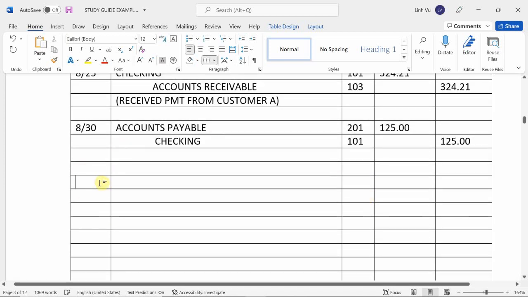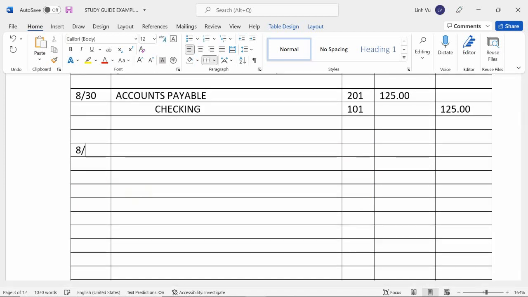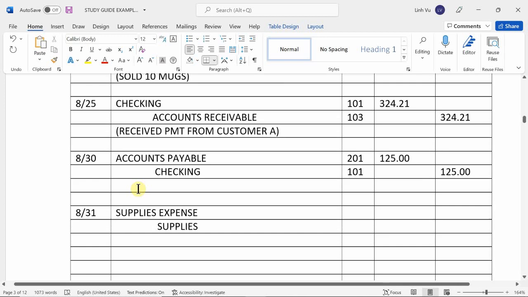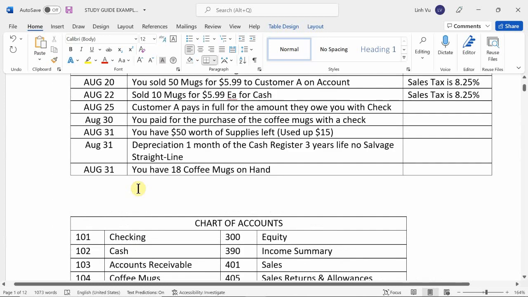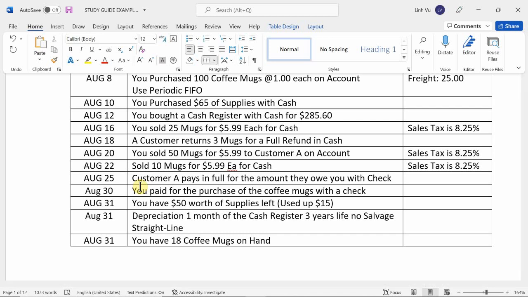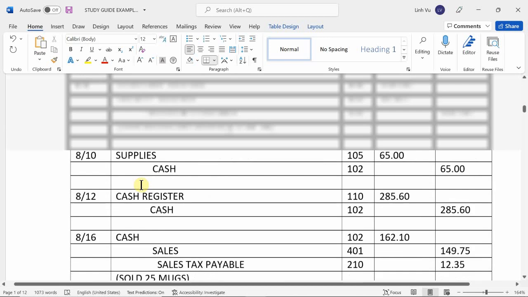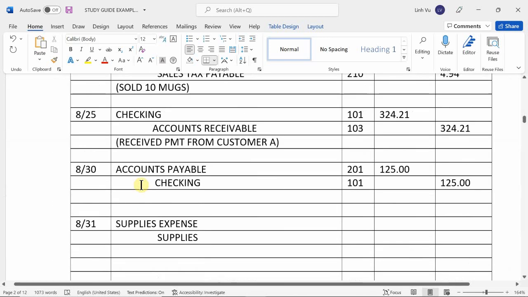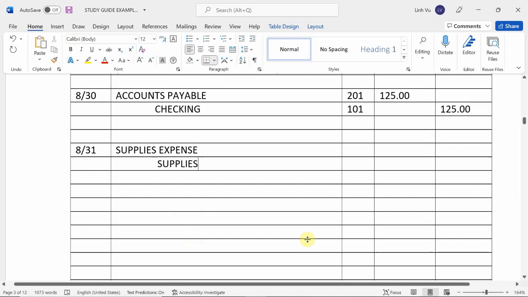However you want to do this, I'll just skip a line here. Supplies expense, and of course, you're going to adjust your supplies. It says that you have $50 worth of supplies on hand, or left. That means you used up $15, so I am going to record that I used $15.